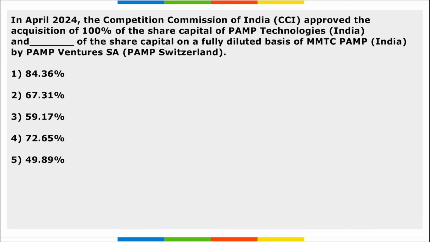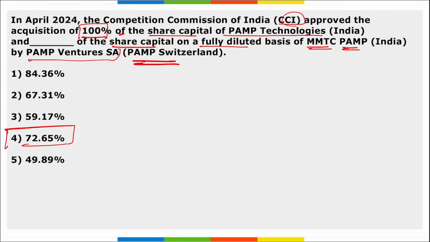Next, the CCI, that is the Competition Commission of India, has approved an acquisition of 100% of the share capital of PAMP Technologies and 72.65% of the share capital of MMTC PAMP on a fully diluted basis. By whom will it be acquired? By PAMP Ventures, that is of Switzerland. Apart from this, remember CCI has also approved the acquisition of Thyssenkrupp Industries India Private Limited by Protos and Paharpur Cooling Towers Limited.